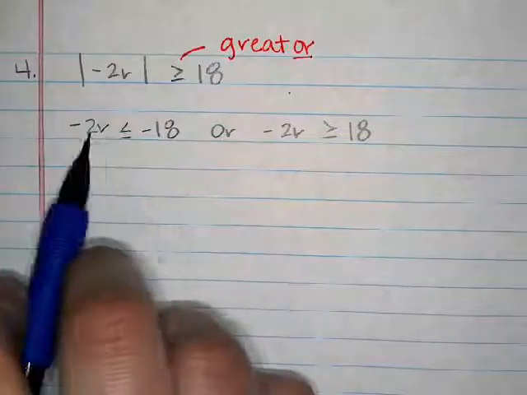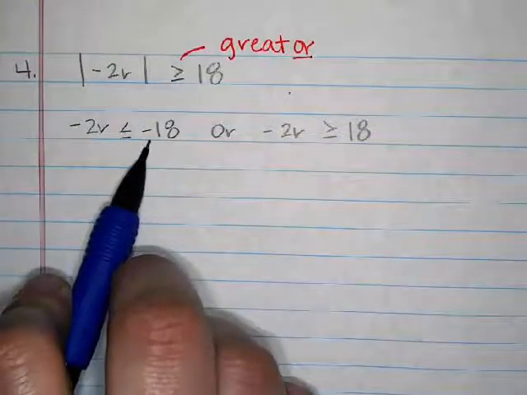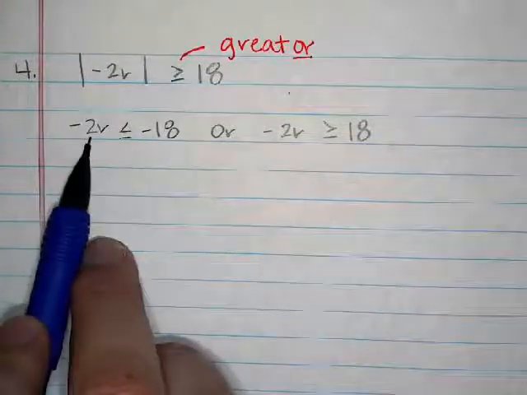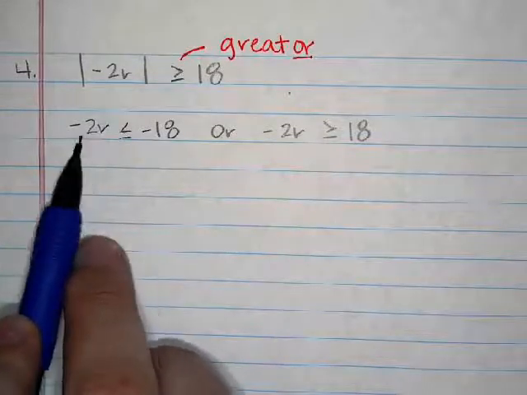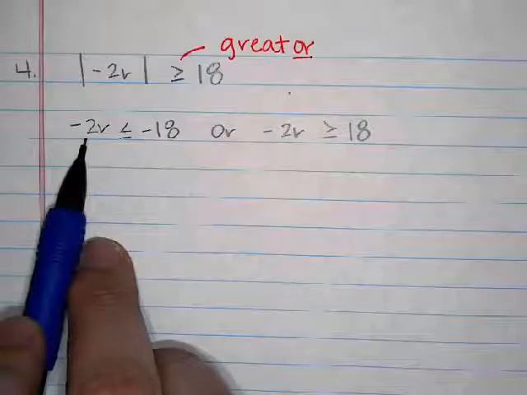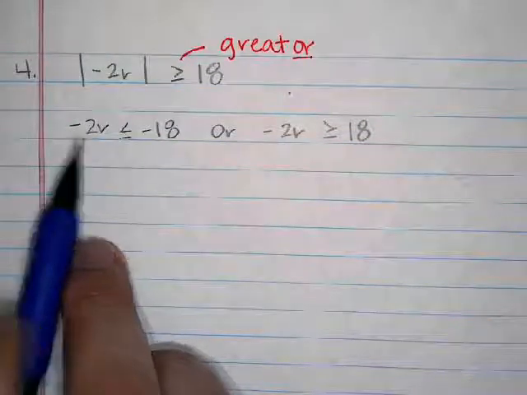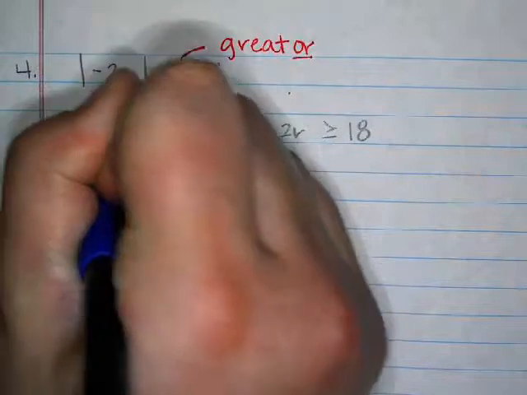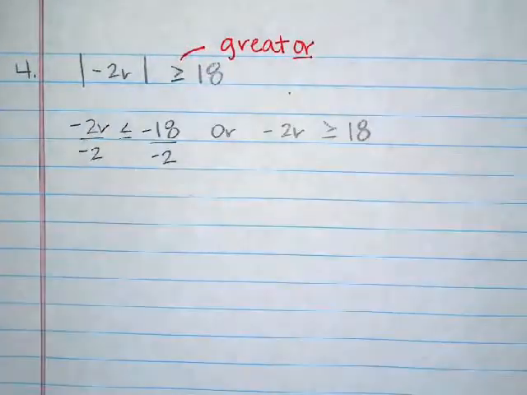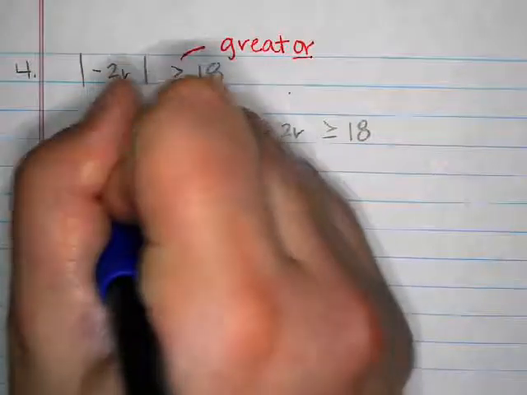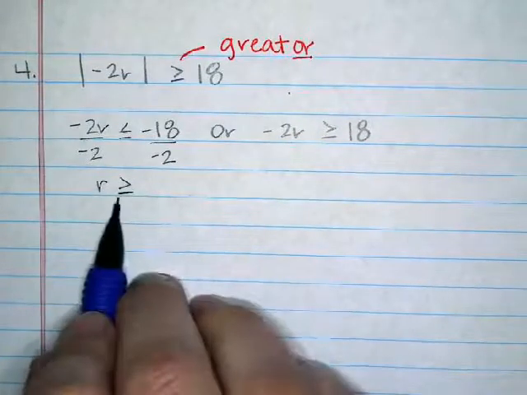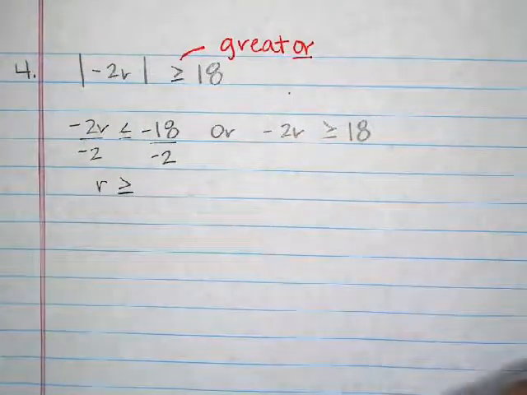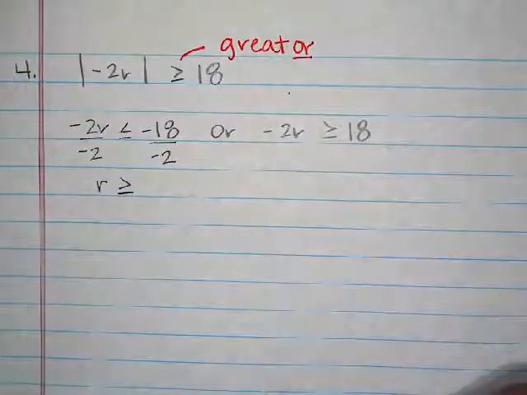So over here, what should we do to solve for r? What is the 2 doing right now? Think about what the 2 is doing right now. If you were to read this out loud and say what the 2 and the r are doing, what are they doing? They're multiplying. So how do you undo multiply? It's divide. Okay, so we're going to divide by negative 2. And if you divide by a negative, then what do you have to do with the symbol? You have to switch it. Okay, so r is greater than or equal to, and then what number is this right here? You're close. Positive 9, perfect.